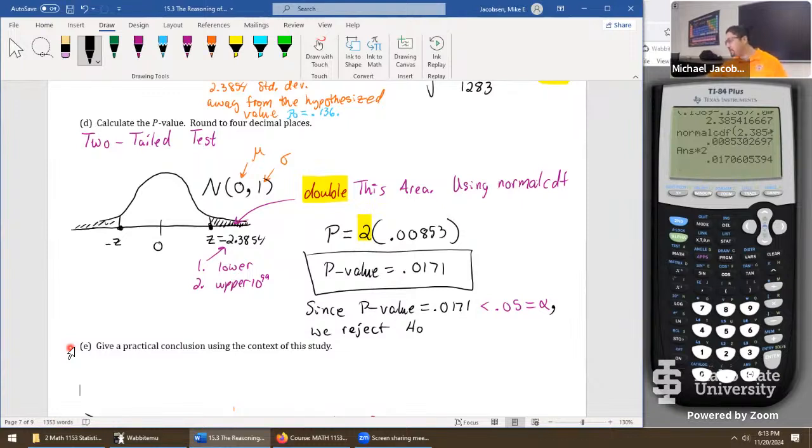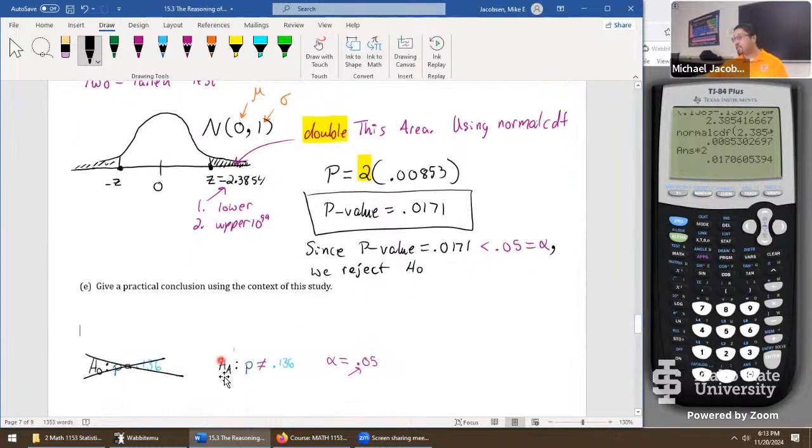Okay, I want to also mention, notice if we did decide 0.01, this would have been a greater than or equal to, and our conclusion would have been totally different. We would have said, this study does not provide evidence that this is true. But we do have that evidence, so let's go and see what P was.